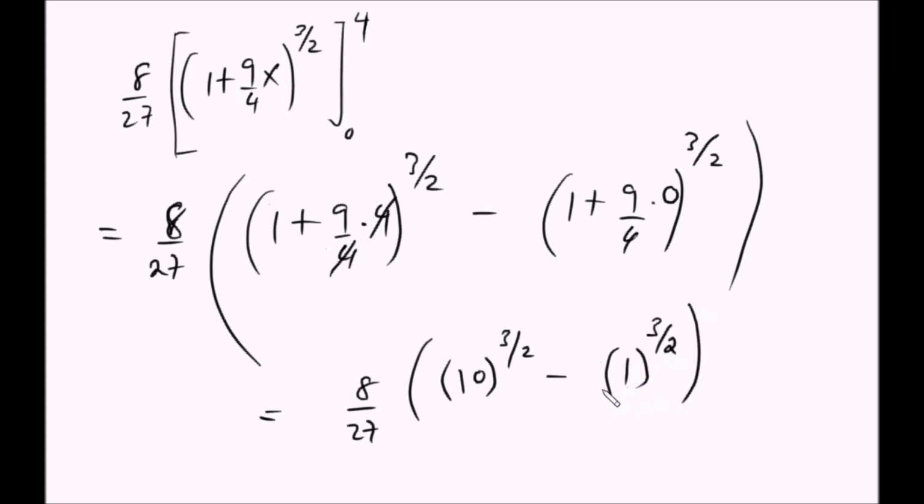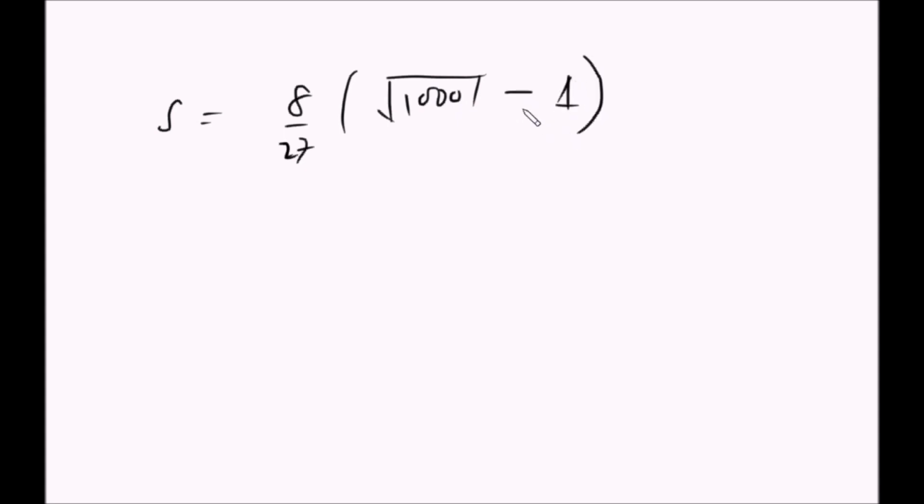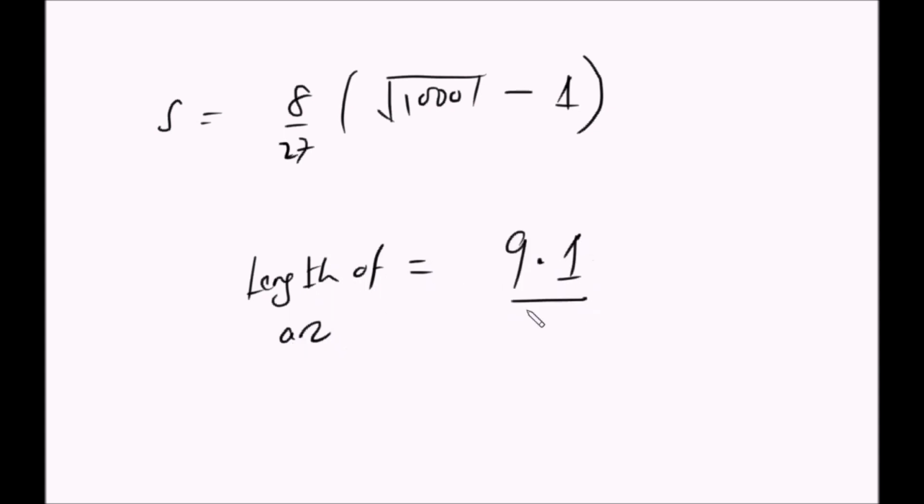1 power any number is 1, and 10 power 3 over 2 is the square root of 1000. So our S is now 8 over 27 times the square root of 1000 minus 1. If you do it yourself using your calculator, you will see that the length of the arc approximated to 1 decimal place is 9.1. So that is the answer to example 2. So let me say see you in the next tutorial.